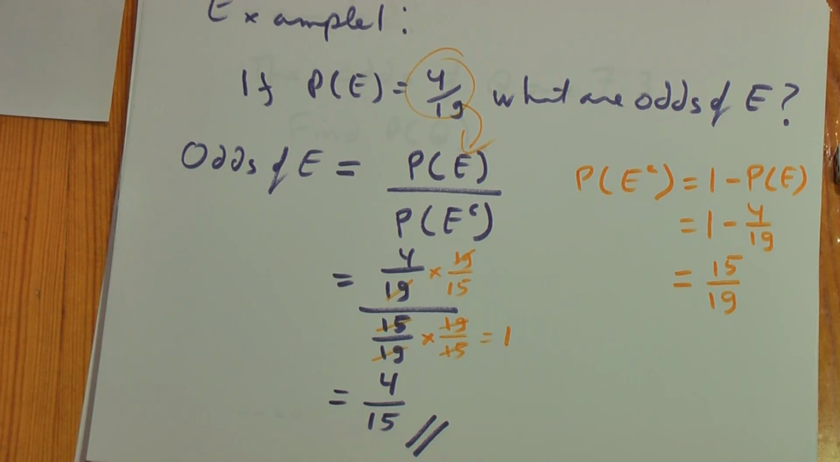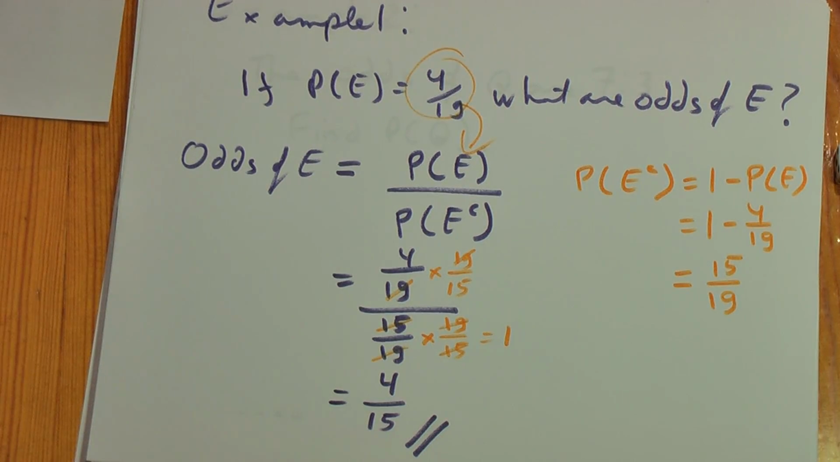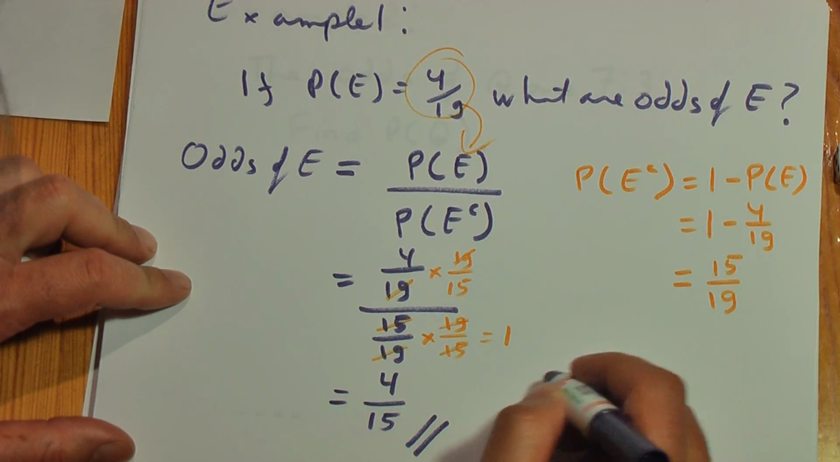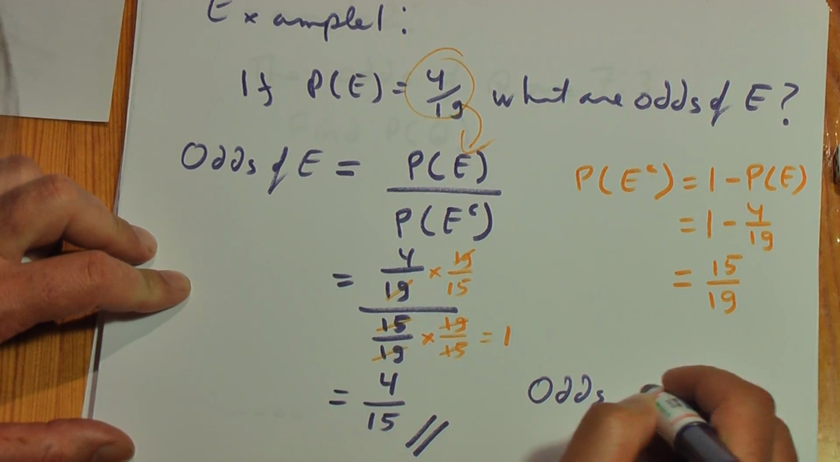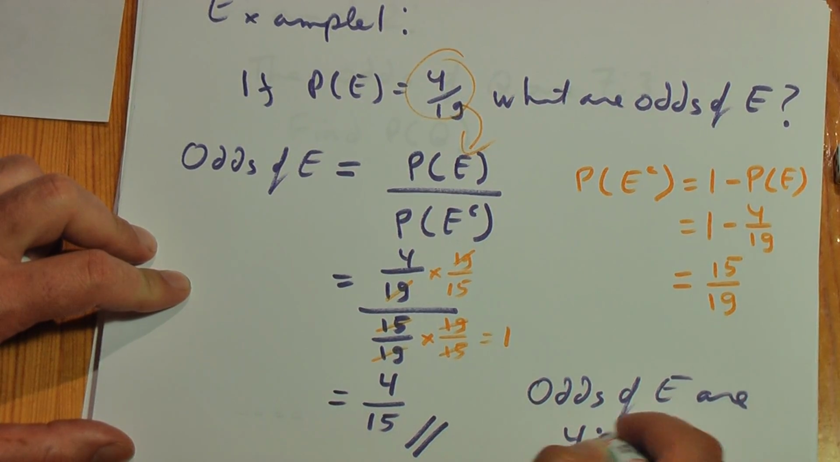The shortcut way is just to say, well, I have a 4 here. 19 minus 4 is 15. So the odds of E are 4 to 15.